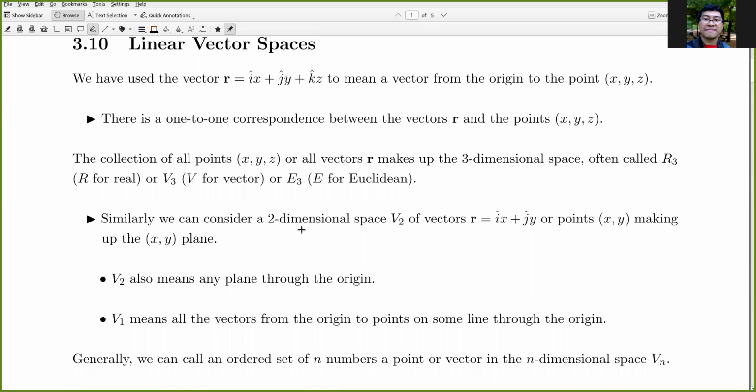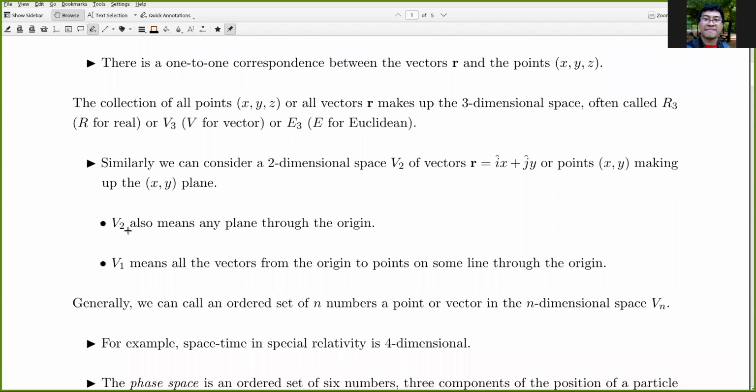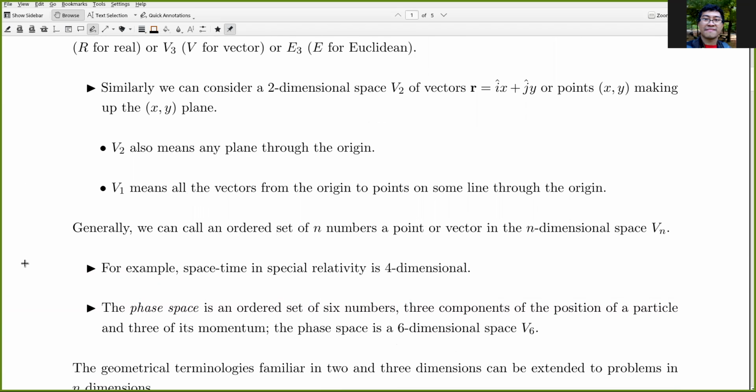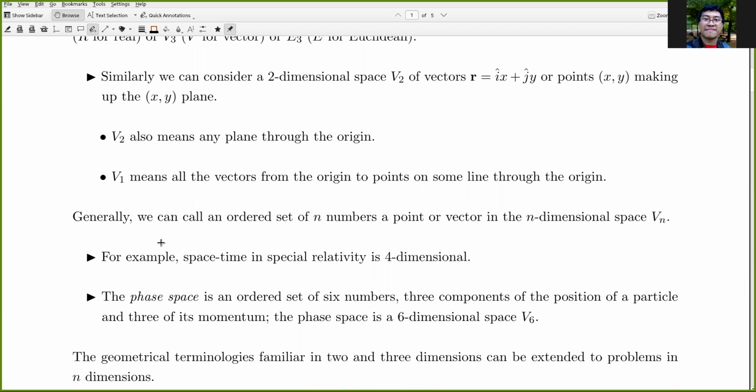Similarly, we can consider a two-dimensional space V2 of vectors r. Here you have i hat x plus j hat y, or points xy making up the xy plane. V2 also means any plane through the origin, and V1 means all vectors from the origin to the points on some line through the origin. Generally, we can call an ordered set of n numbers a point or vector in the n-dimensional space Vn.